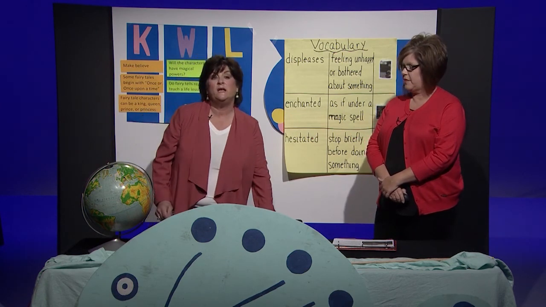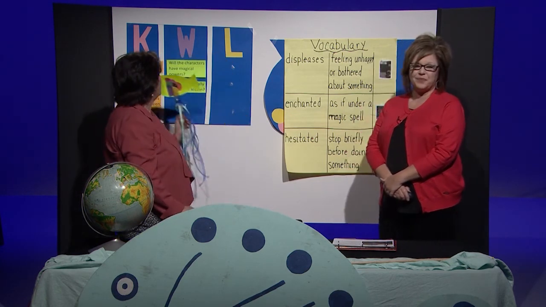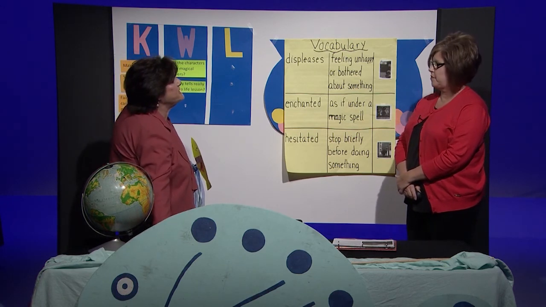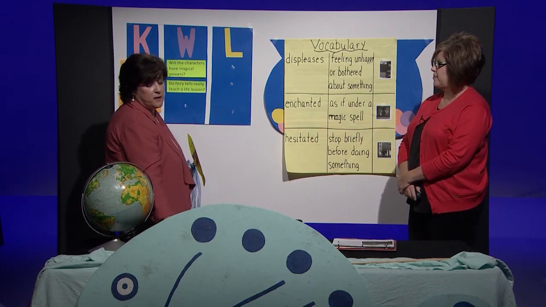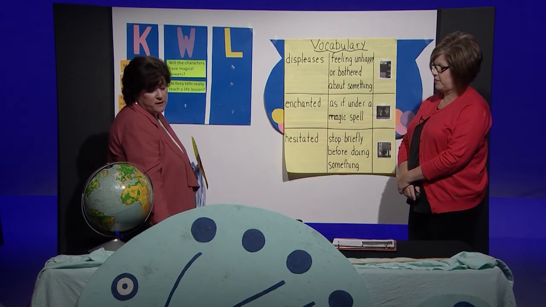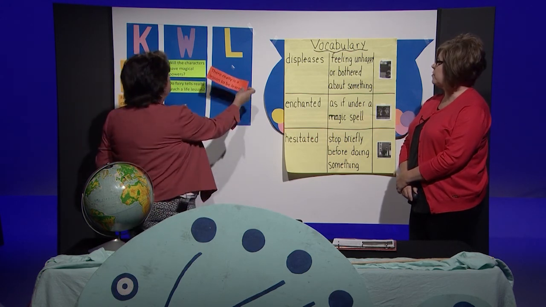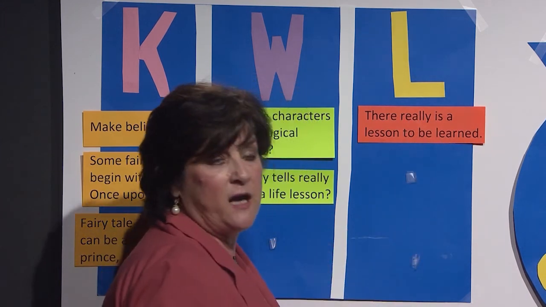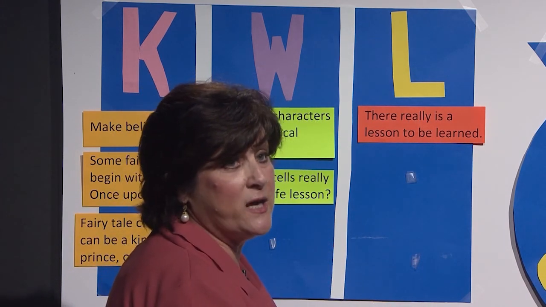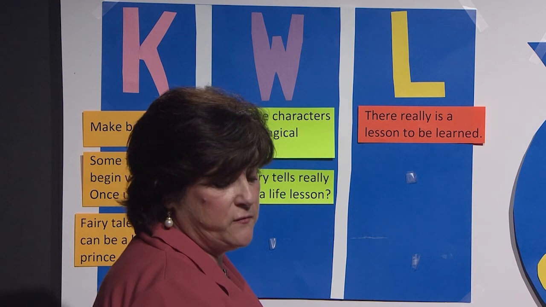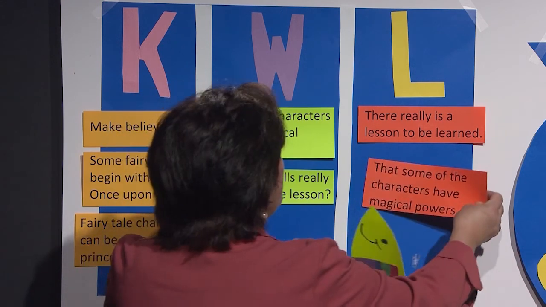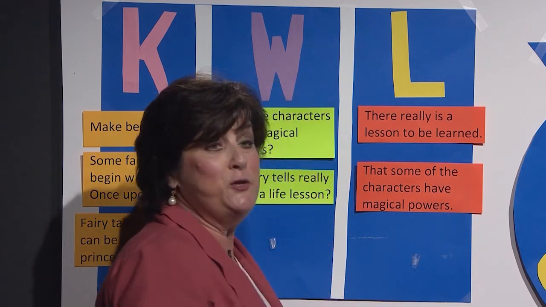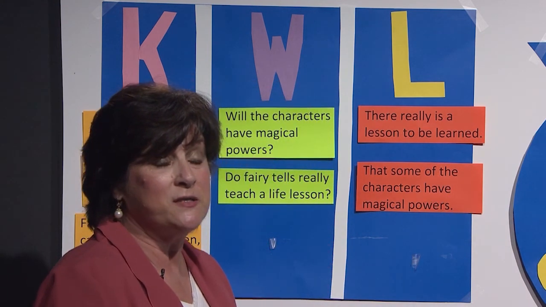Before we leave, we'd like you to look one more time at our KWL chart. And we're going to go over some things that we have learned from the story. That there really is a lesson to be learned. We learned not to be greedy like the wife and keep wanting our wishes fulfilled. And that in a fairy tale, some of the characters do have magical powers.